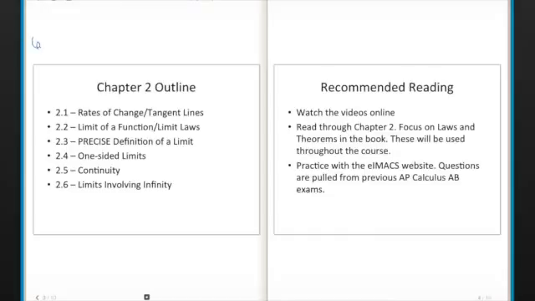So here's a quick outline of Chapter 2. We have rates of change and tangent lines, limit of a function and limit laws, the precise definition of a limit, one-sided limits, continuity, and limits involving infinity. You have 6 sections in this chapter, but only 1 week, 5 days to get everything done and get through the material. So please pace yourself. Get a head start on the work early and make sure you're comfortable with the material.